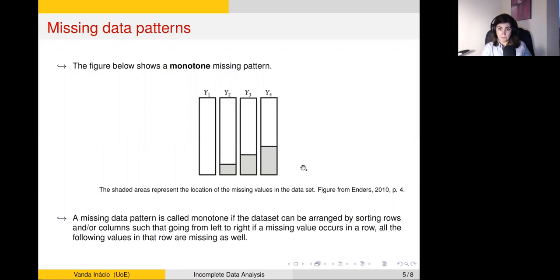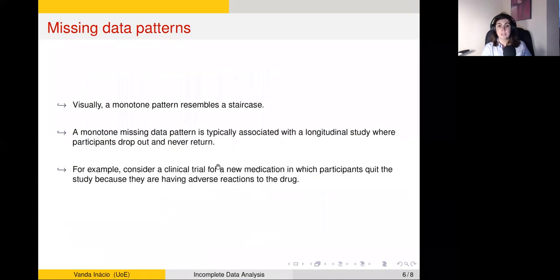And we can see that a monotone pattern resembles a staircase, right? Once you have missing values for one of the variables, for one of the time points, all the other time points for the same subject will be missing as well. And this is what I just said.